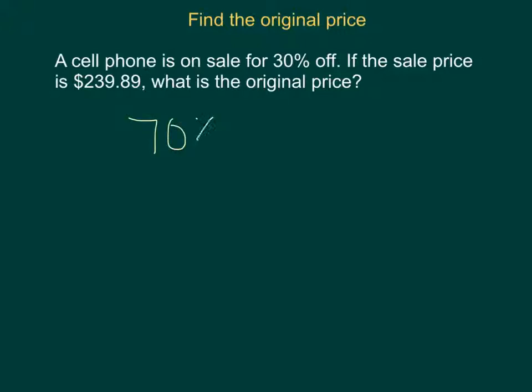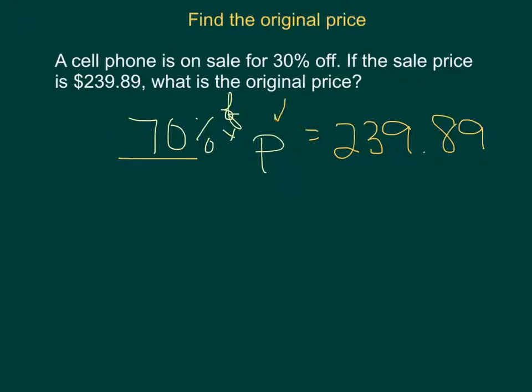70% of, which we know is multiplication, of some price. And so let's just make that P, and that equals $239.89, which is what you paid. So you paid 70% of this price and got this. So now you can solve for the variable.